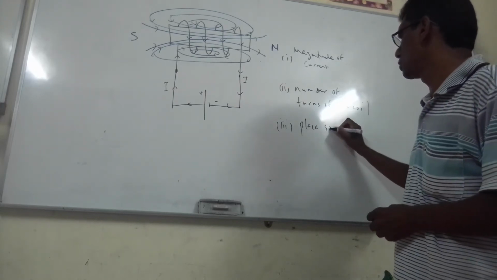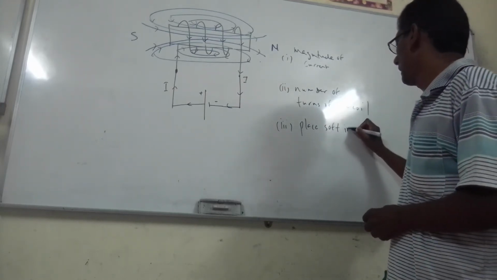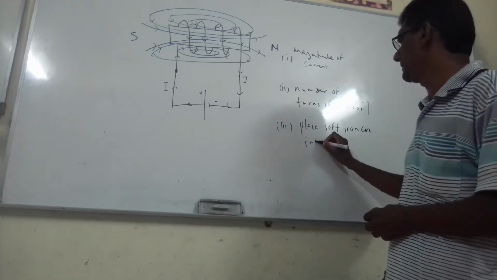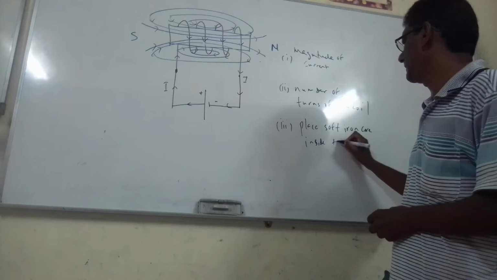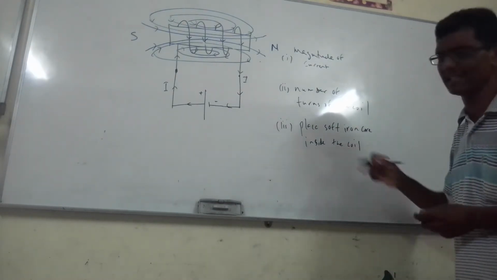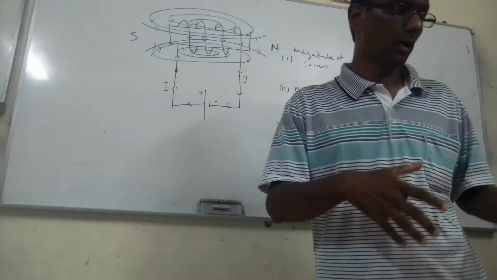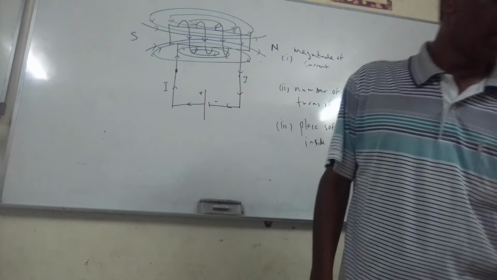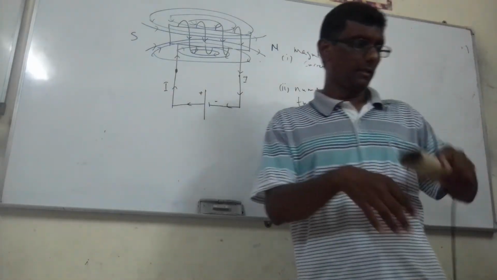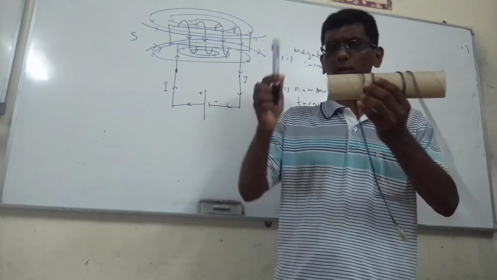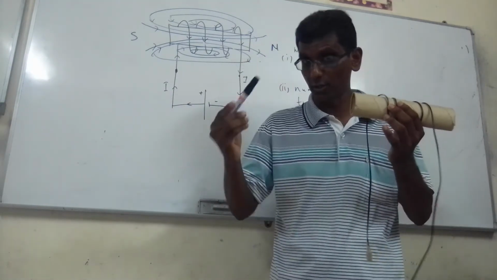Place a soft iron core inside the coil. Soft iron core. I'll teach about the soft iron core next week, next class. But this is a soft iron core. Something like this. This one, soft iron core.